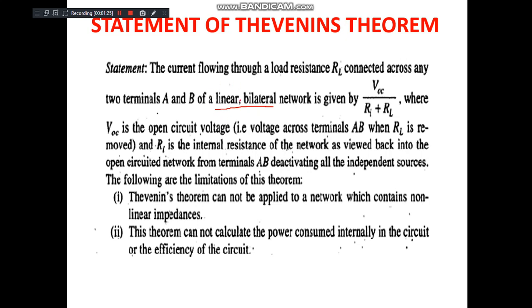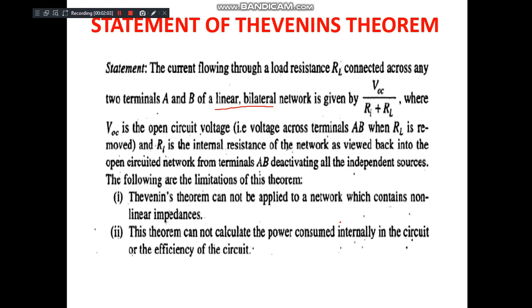If the circuit has linear elements, that is RLC, then it is called a linear element, which has linear voltage-current characteristics and obeys the superposition theorem. Bilateral element means the element properties do not change with the direction of current. The example of a linear bilateral network is one consisting of RLC. And the non-linear elements are diodes and transistors.